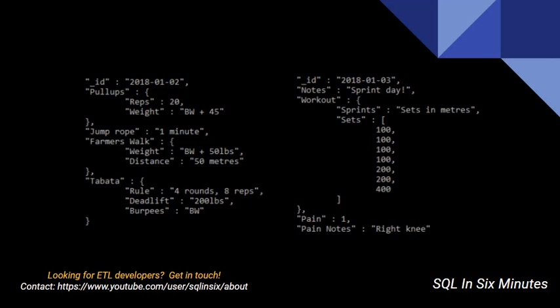Okay. And then we look over at the other one and we have sprint day, totally different. And then we see pain 1. So we're noting when we're in pain. So then we can add things to this approach.